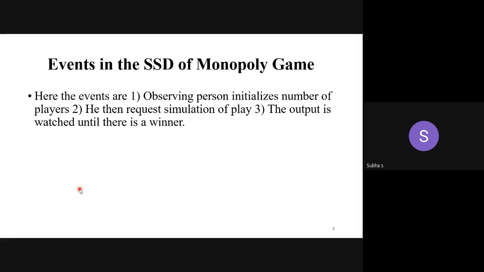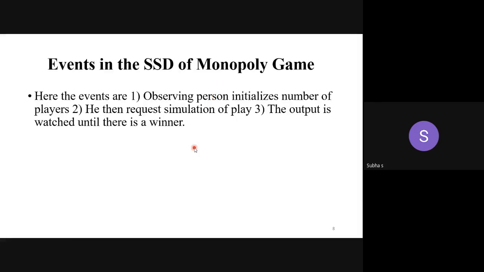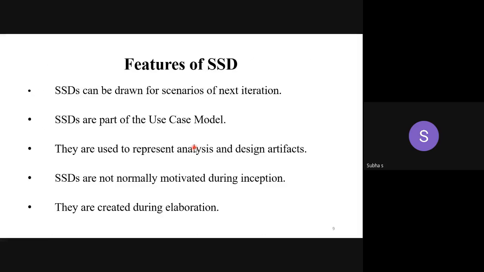So these are the events that happened in the SSD. The first event that happened is what? The observing person initializes the number of players. That's the same thing. Here, the three messages I have mentioned in the diagram are displayed here. He then requests the simulation of play. Finally, the output is watched until there is a winner. Whoever finishes the board first will be treated as the winner.